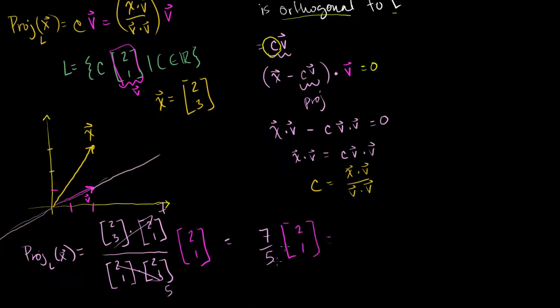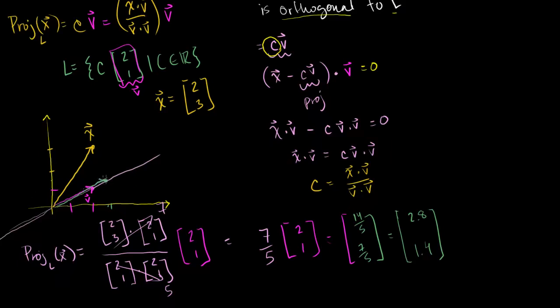And what do you get? You get the vector 14 over 5 and 7 over 5. And just so we can visualize this or plot it a little better, let me write it as decimals. 14 over 5 is 2 and 4/5, which is 2.8. And this is 1 and 2/5, which is 1.4. And so the projection of x onto L is 2.8, 1.4. So 2.8 is right about there, and 1.4 is right about there. So the vector is going to be right about there. I haven't drawn this too precisely, but you get the idea.